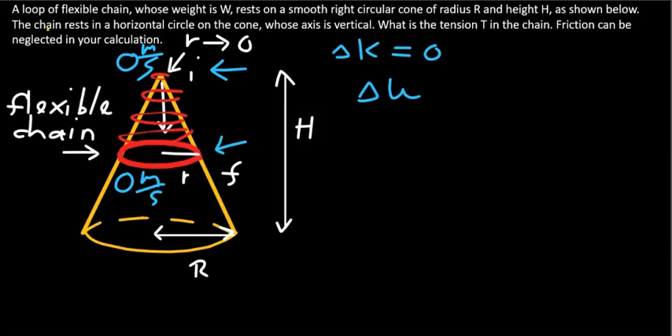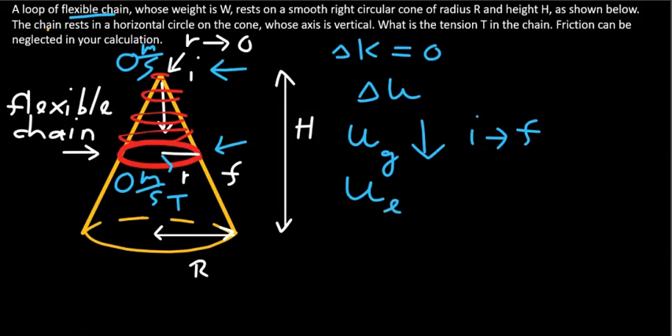So that means the gravitational potential energy of this flexible chain decreases as it travels from the initial state to the final state. Since we are dealing with a flexible chain, as it gets down, the tension builds up in that chain. So that would contribute elastic potential energy to it. And this elastic potential energy increases as it gets from the initial state to the final state. So let's write everything out in equation form.